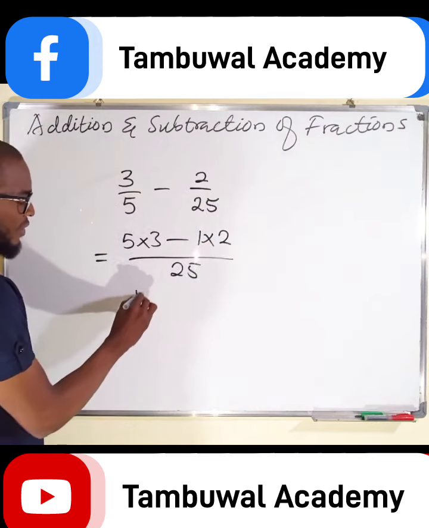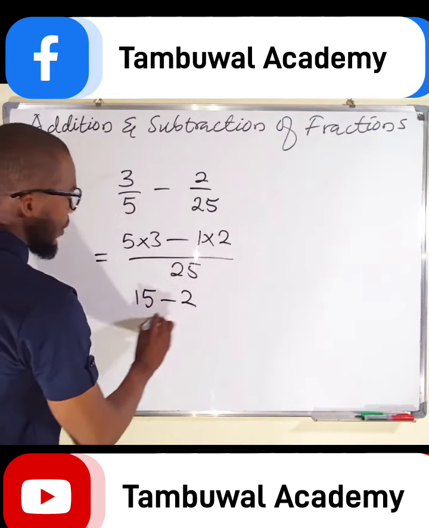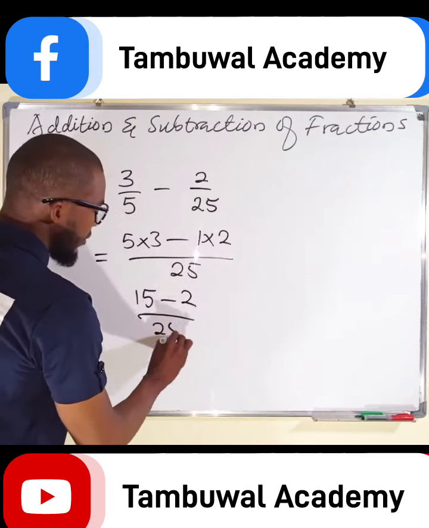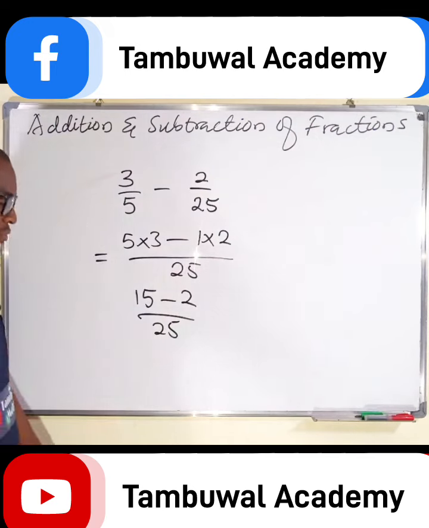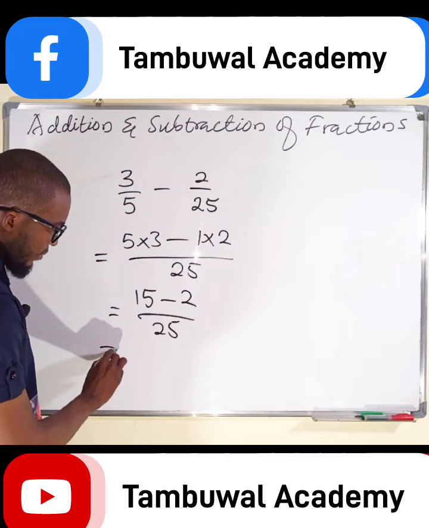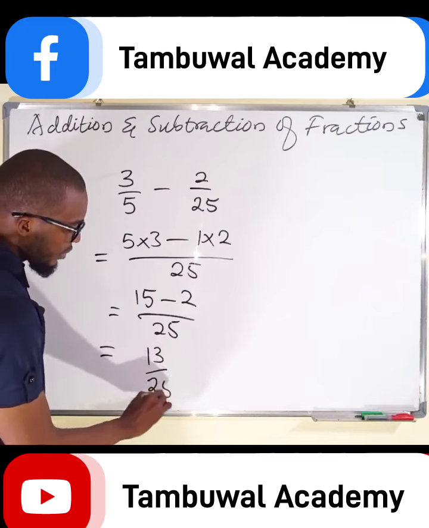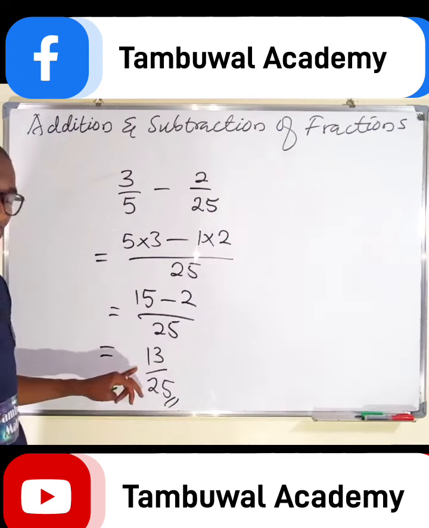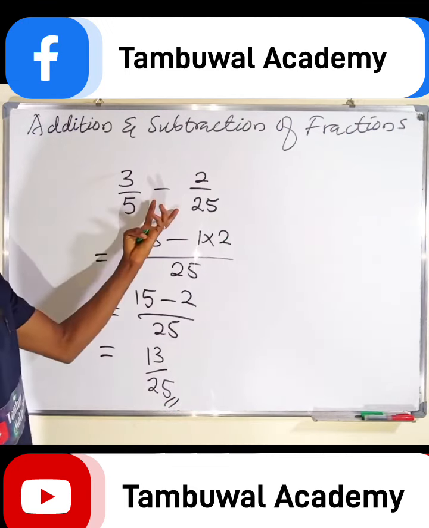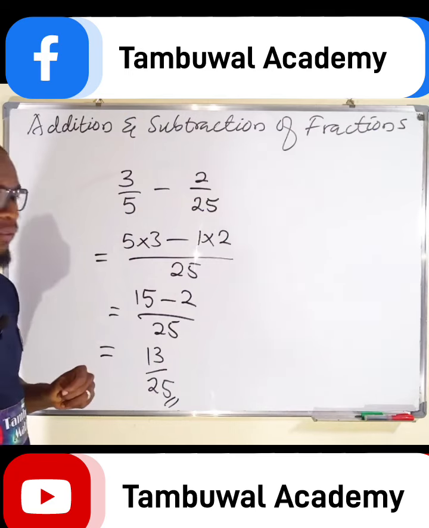This time this is 15. Minus sign, 1 times 2 is 2. All divided by 25. This minus this is 13 over 25 as required. This is our answer after subtracting 2 over 25 from 3 over 5.